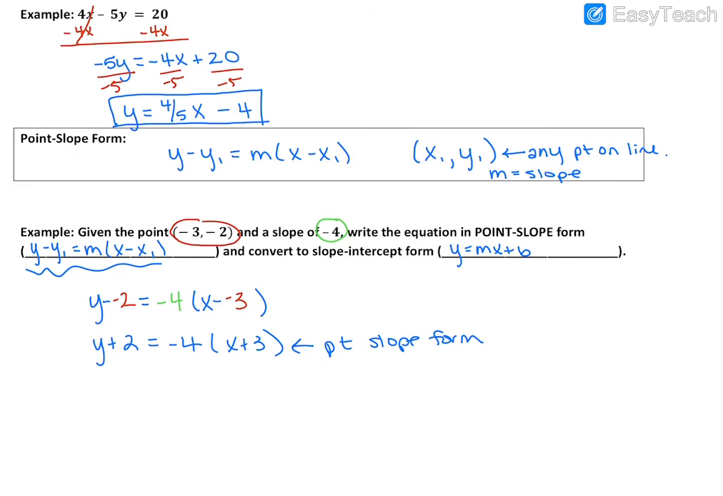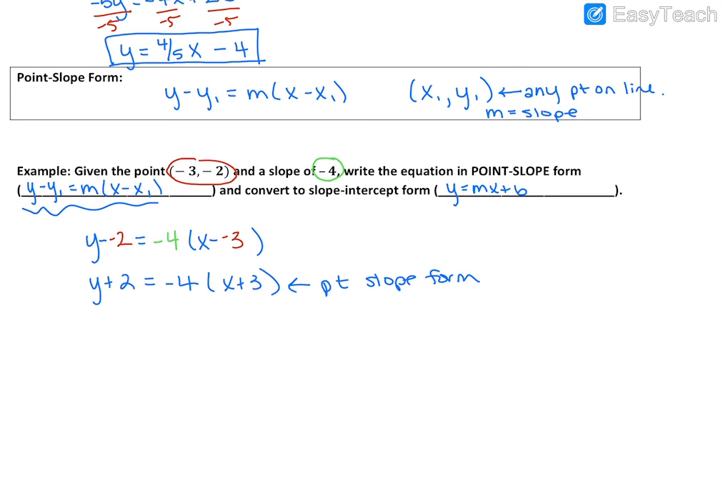Now when we convert it to slope-intercept form, we have to get y alone. We also are not allowed to have parentheses. So we're going to take that -4 and distribute. When we do that, we get y plus 2 equals -4x minus 12. And then we're going to have to subtract 2 on both sides. Notice I subtracted 2 with the like term. I lined it up with the like term. That would make the 2's go away on the left. And we're left with y equals -4x minus 14.